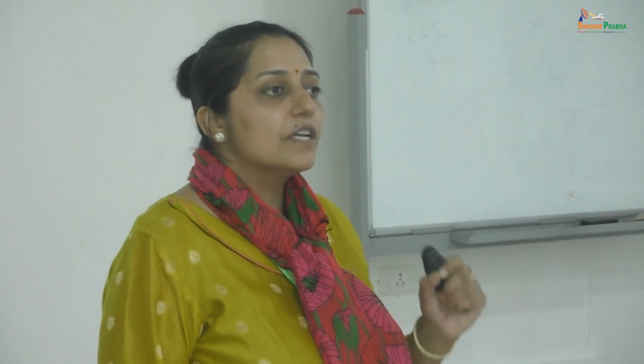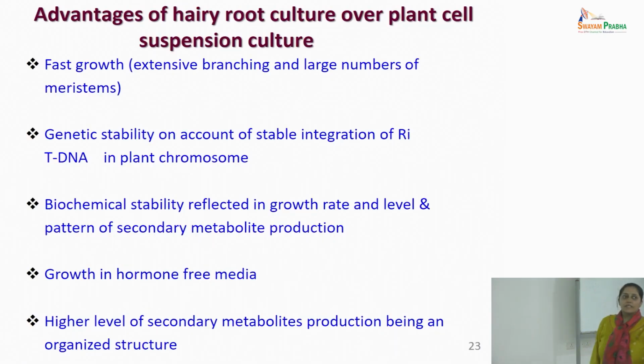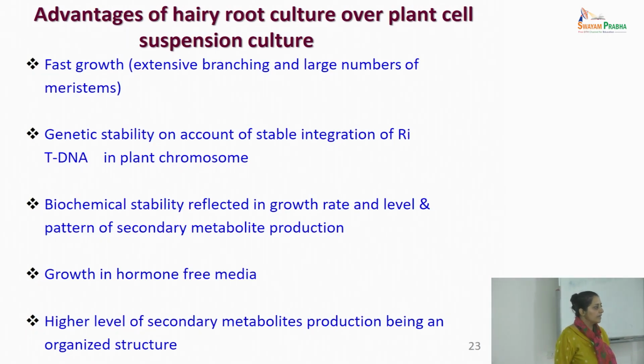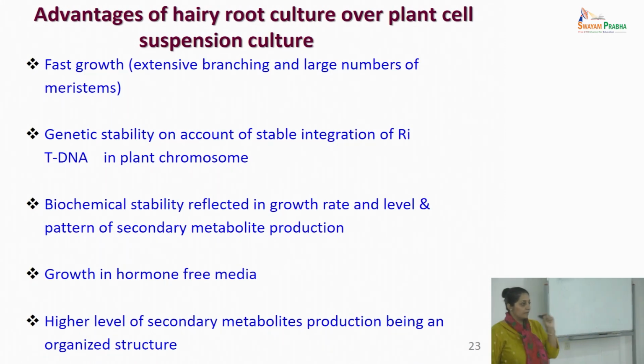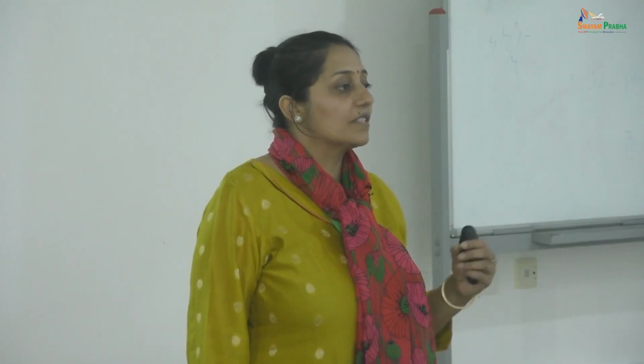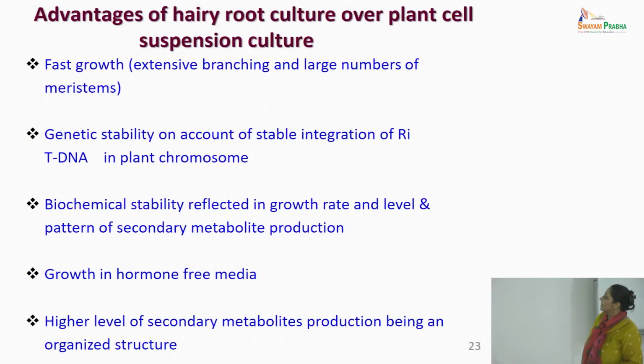Another is, because a large number of meristems are present, they have better growth rates than normal root cultures. So they have faster growth rates. Genetic stability: for the very fact that they are organ cultures, the problem of somaclonal variation is reduced. If you are using them as a transformant for genetic expression of some gene of interest, they are genetically stable systems, because there is integration happening in the genome directly rather than transient expression.